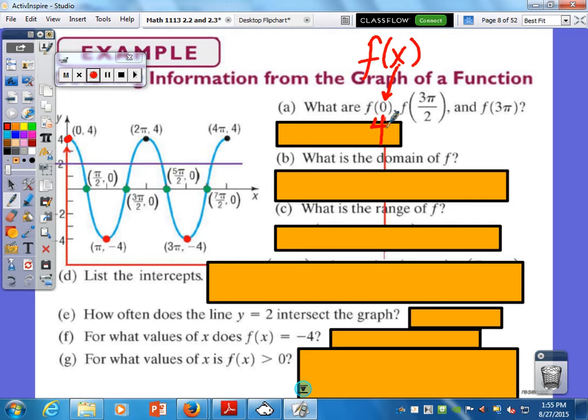What is f of 3 pi over 2? So I need to go and find an x value of 3 pi over 2. And what do I get out for the y value, my output? It's a 0. And then 3 pi, I'm looking for an x value of 3 pi. And so I should get out a -4.